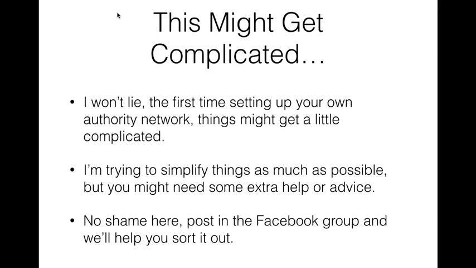As I said, this might be complicated, guys. The first time that you're setting up your own authority network, things are probably going to get a little bit complicated. You might get frustrated. Things might not work the way they're supposed to. I had that experience when I was doing this for the first time myself. I've tried to simplify things as much as possible. There's a lot of information out there about authority networks and PBN networks, and a lot of it is very technical and high level. It requires a lot of browser cloaking and IP address changing and all that stuff. I'm trying to make it as simple as possible here for you guys. If you still don't understand things, again, post it in the group. No shame here, guys. We're going to help you sort it out. We want you to get results, and we want you to be able to do this successfully. That's why we're doing what we're doing here.